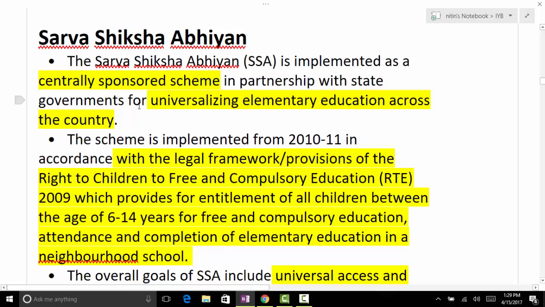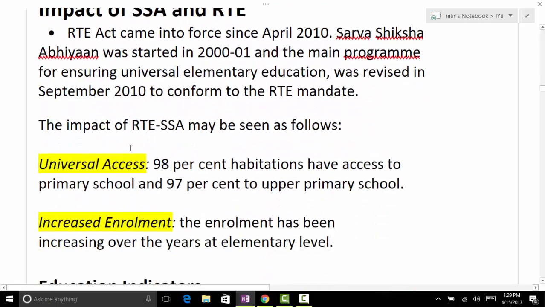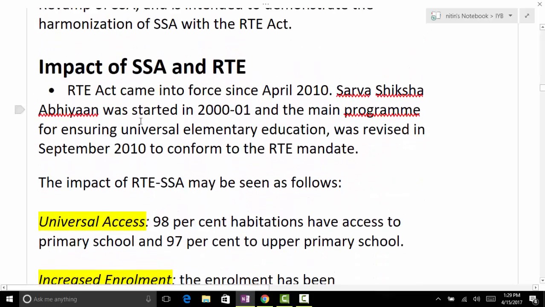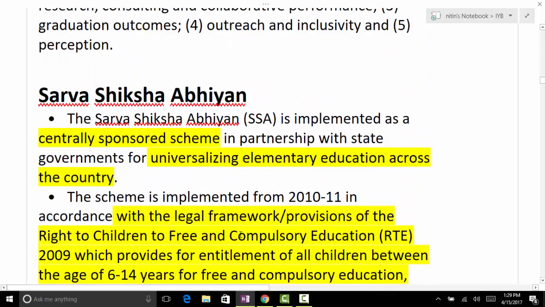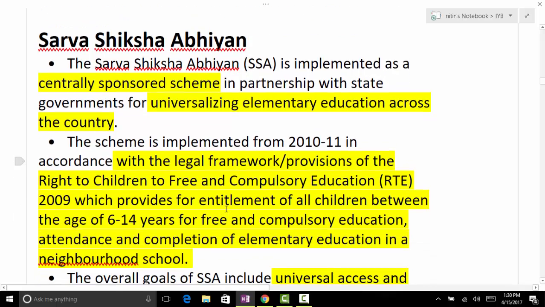So if you see the Sarv Shiksha Abhiyan, it came in 2001. RTE Act came in 2010, in force. So after RTE Act came, SSA had been restructured in line with the objectives of the Right to Education Act.